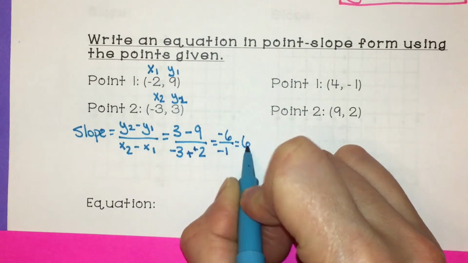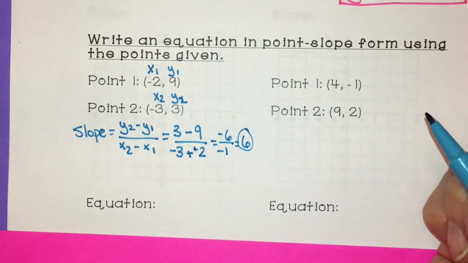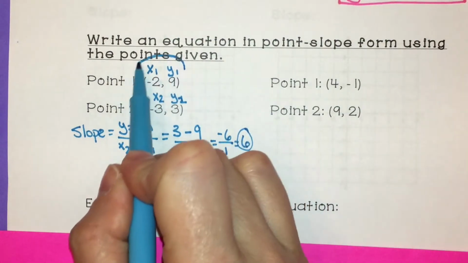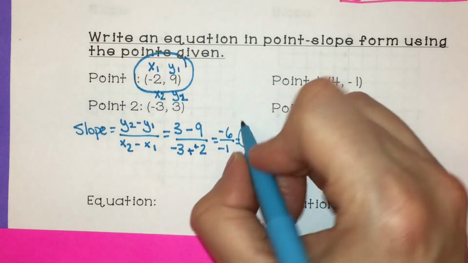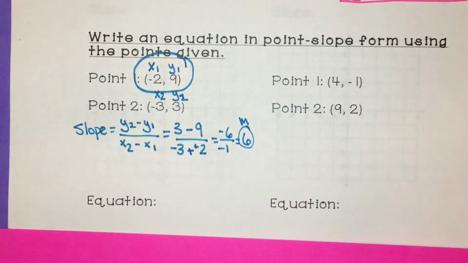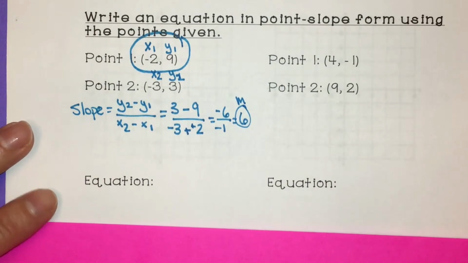-6 divided by -1 is 6. So we know the slope is 6, and I'm going to use this point. It already has x sub 1 and y sub 1, and this is my m. I'm just going to plug it in and create my equation.